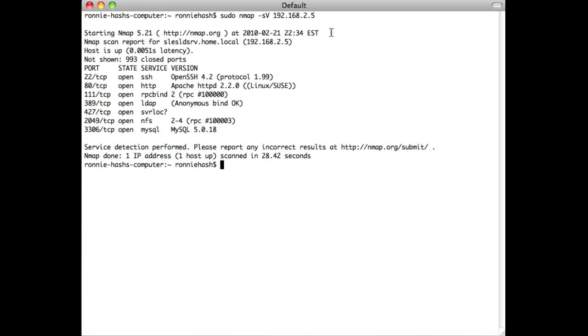Now, as we see, it returned and told us that we're running OpenSSH version 4.2, Apache 2.2.0, and it's also guessing it's Linux SUSE. That's really good information. RPC bind 2, LDAP, and it's also saying LDAP allows anonymous bind. Yes, I know, but I'm behind the network. This system is not exposed to the internet, so that's okay. And NFS 2-4, and also MySQL 5.0.18.